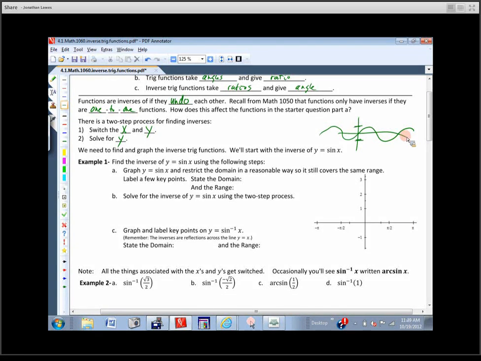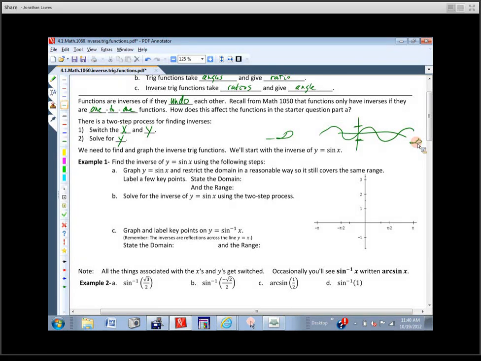In fact, I can only include about a half a cycle, right? About a half a period. Where would be the most reasonable way to restrict this? Instead of going from negative infinity to infinity, where do you want to lop this off so it's still a function, still covers the same range?